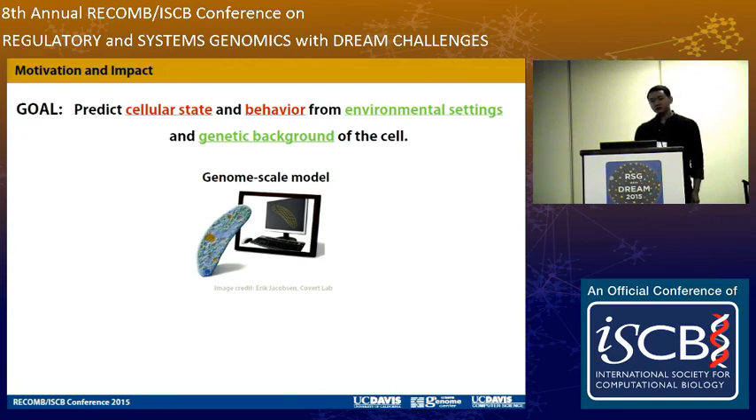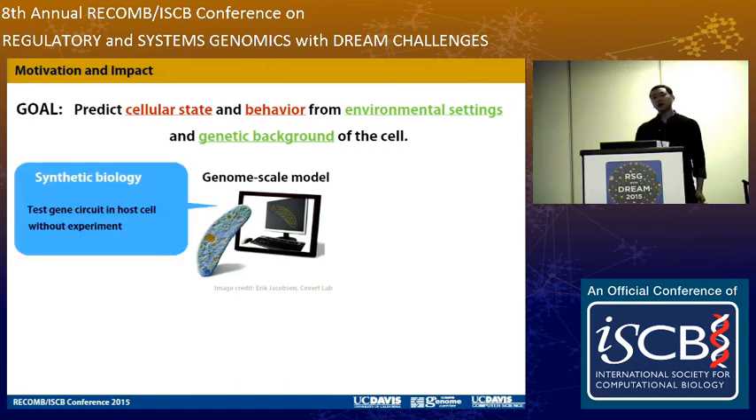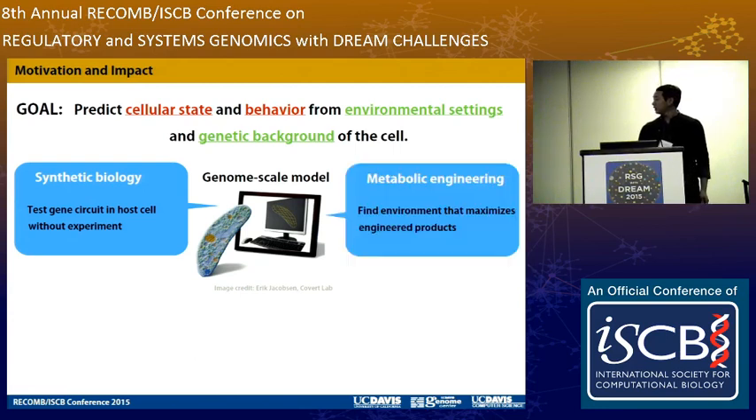Accurate prediction from genome scale models will make broad impacts in biomedical sciences. For example, in synthetic biology, we often design gene circuits, and we would like to know the best environmental settings and host cell for the gene circuit to function. And in metabolic engineering, we synthesize metabolic pathways on the host genome, and we would like to know what environmental settings and host cell would maximize the yield of the engineered product.